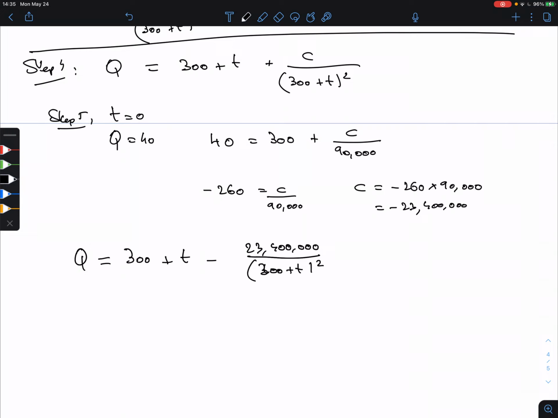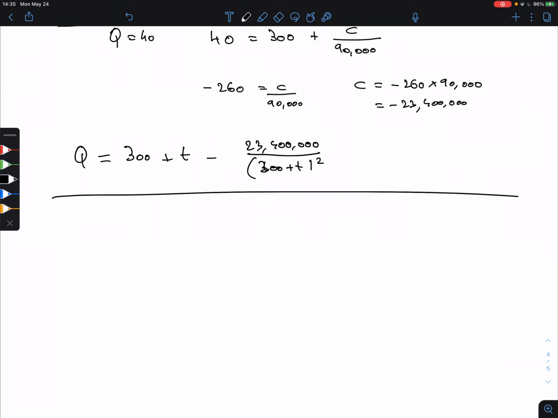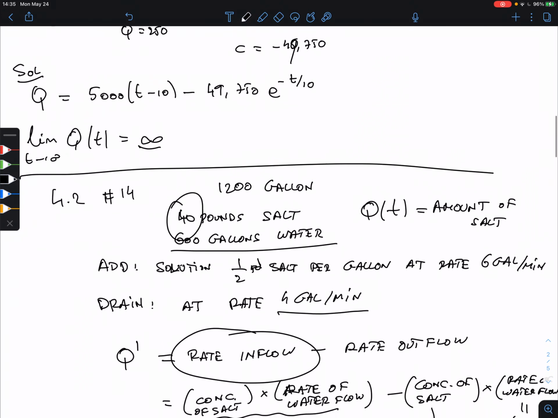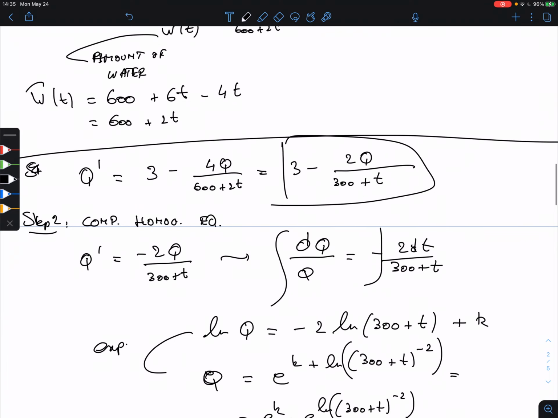Okay, and I don't remember now, is this the only thing that they ask? Let me quickly see what else was there. Yeah, what's the quantity prior to overflow? So overflow, what does it mean here? Well, it is a 1200 gallon tank, right? So when will it overflow? Well, when the water, W, is equal to 1200.